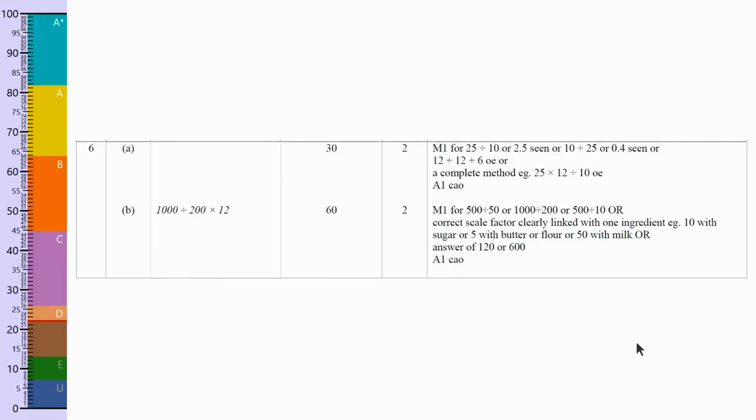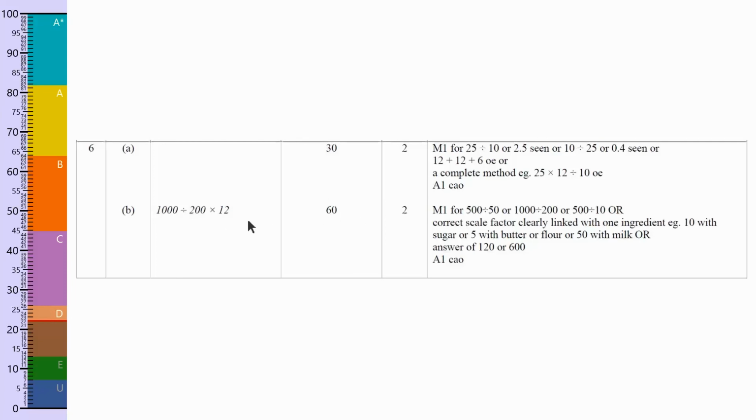Let's clear this. Okay, so for question A, you can see that 2.5 is quite a critical thing to have written down, or 25 divided by 10, which is a different way of basically saying 10 times what is 25, and the answer 30, and that's more than enough. That's 2 marks.